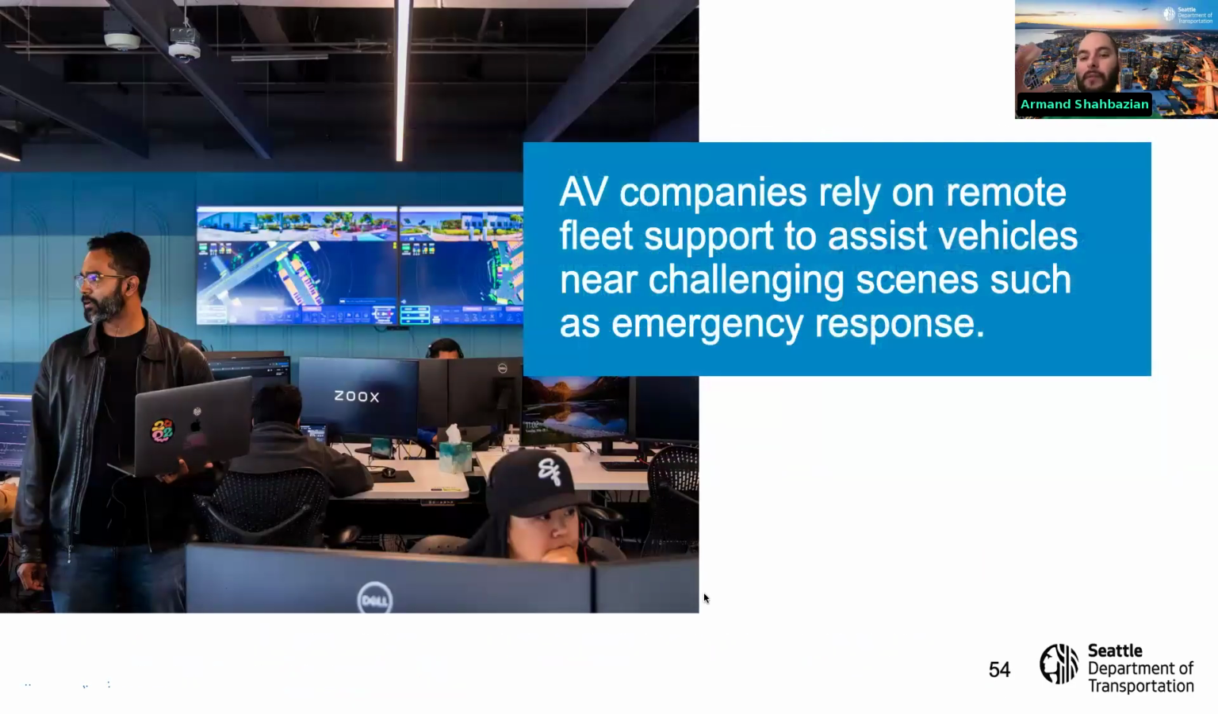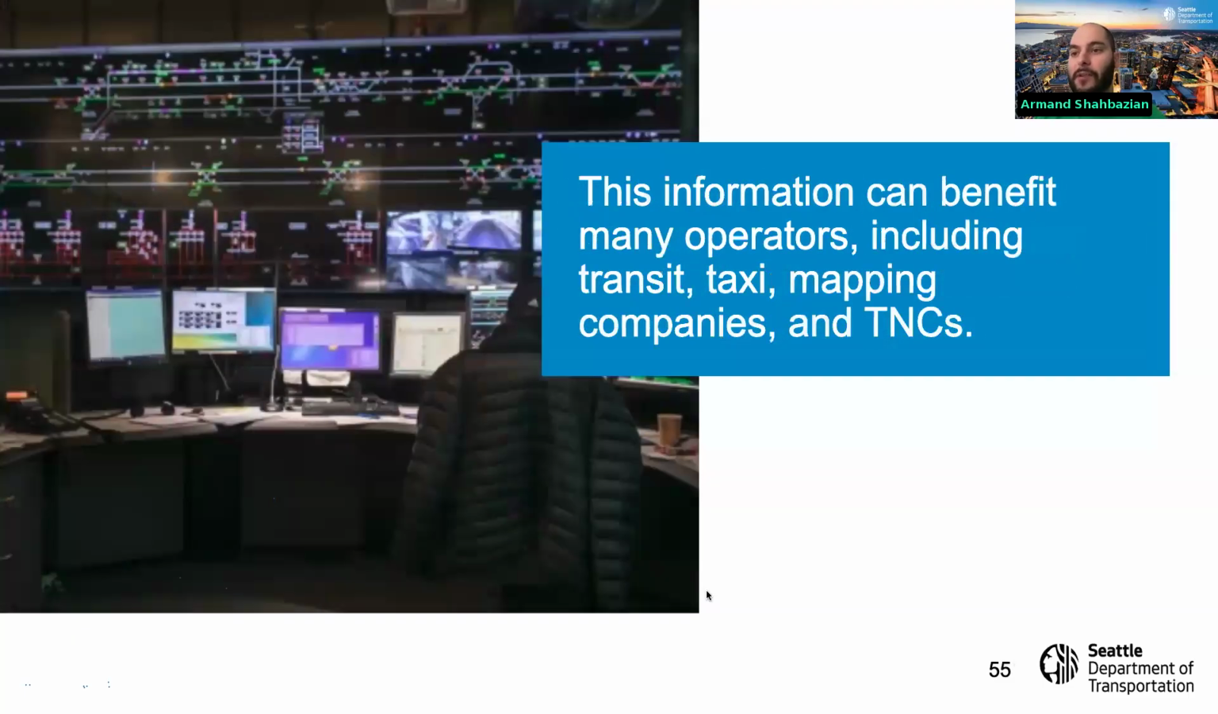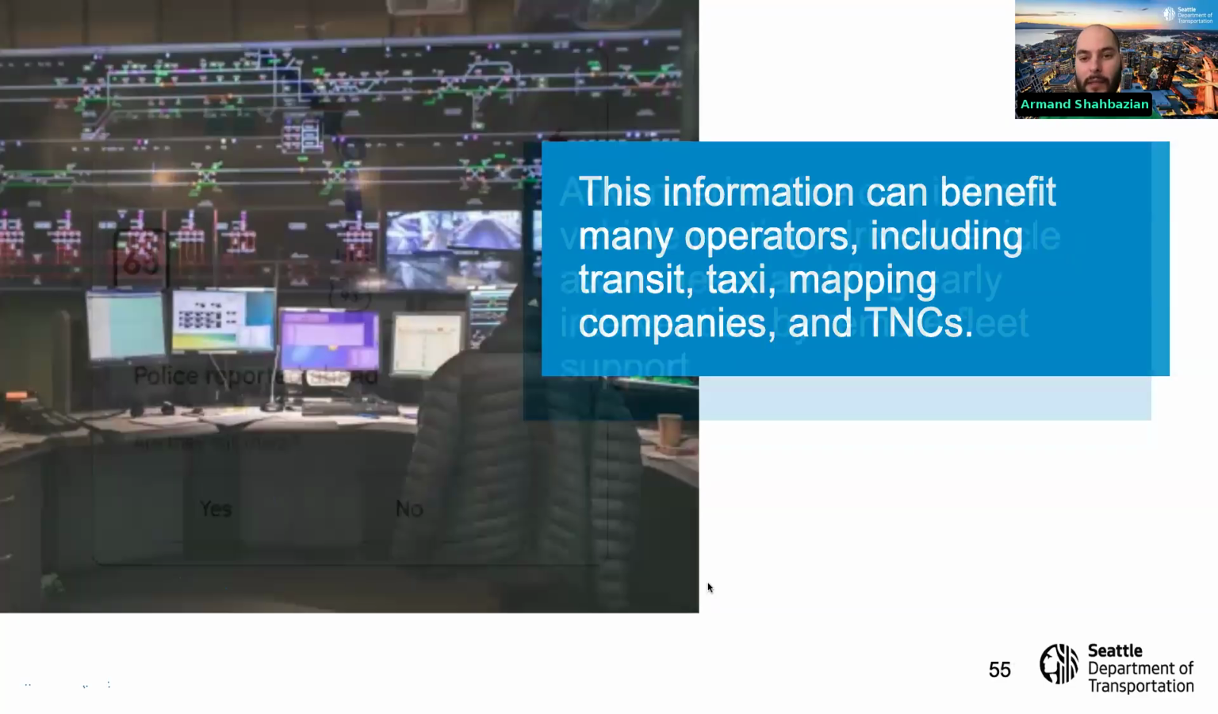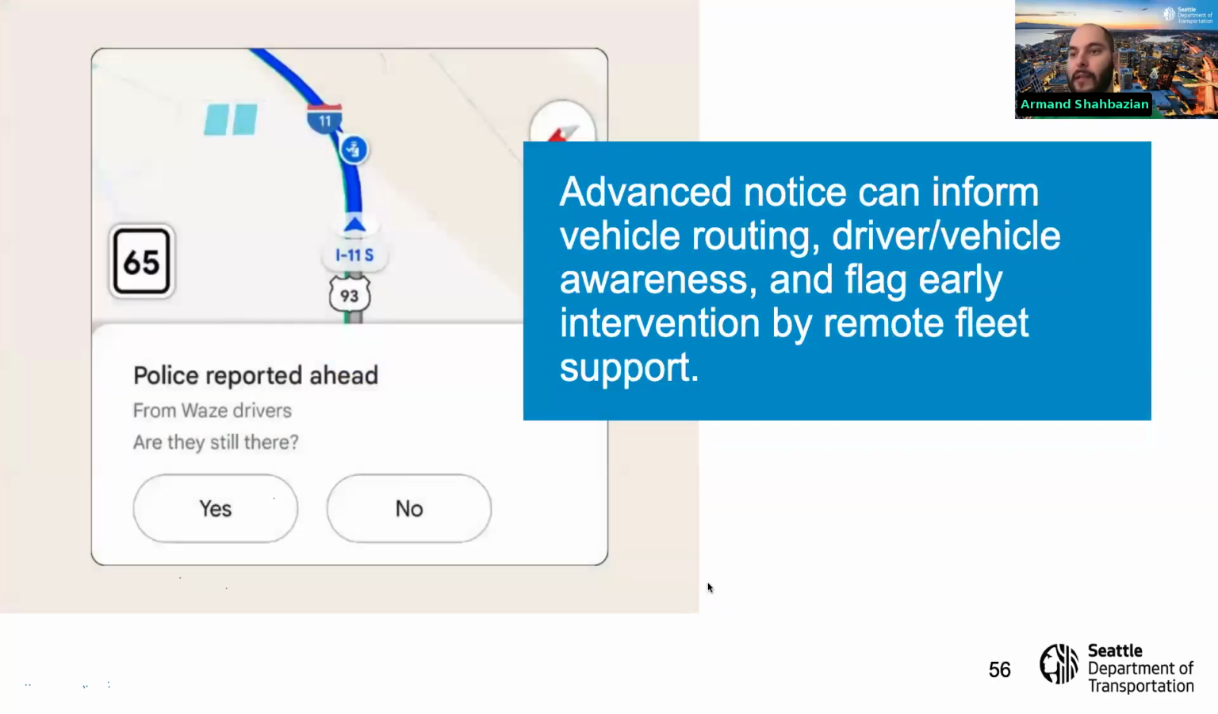To really emphasize this, we know that autonomous vehicle companies specifically rely on remote fleet support to assist vehicles near challenging scenes, such as emergency response vehicles. But we also know that this information can be really useful for other operations, including transit, taxi, mapping companies, TNCs, et cetera.